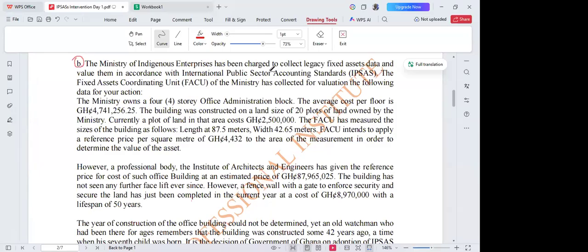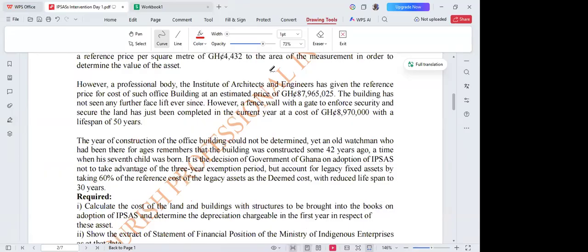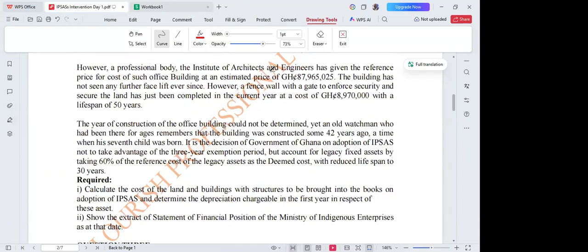However, a professional body, the Institute of Architects and Engineers, has given the reference price for the cost of such an office building at an estimated price of 87,965,025. The building has not seen any further facelift since. However, a fence wall with a gate to enforce security and secure the land has just been completed in the current year at a cost of 8,970,000 with a useful life of 50 years.